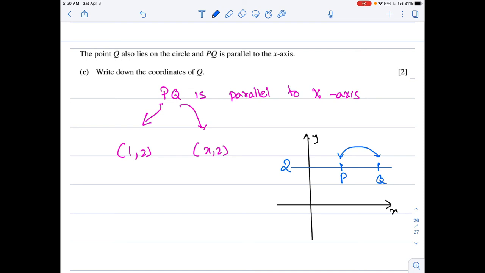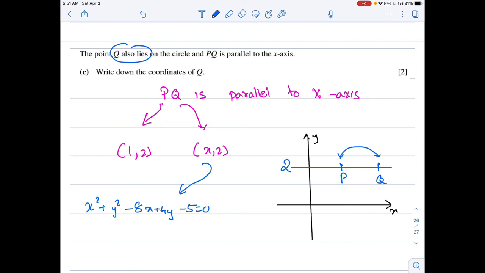Now I have to find the x coordinate. It has also been said that Q lies on the circle, not the x-axis. Q lies on the circle. So one more important point given here is that Q is lying on the circle. What is the equation of the circle that we have got? We have got the equation of the circle as x square plus y square minus 8x plus 4y minus 5 is equal to 0.